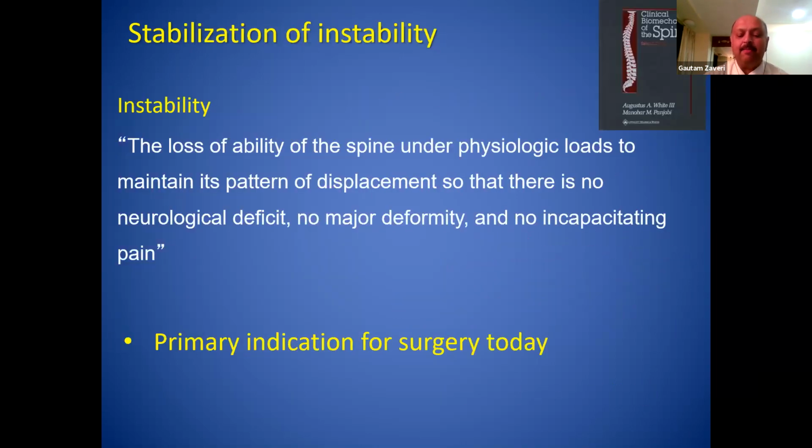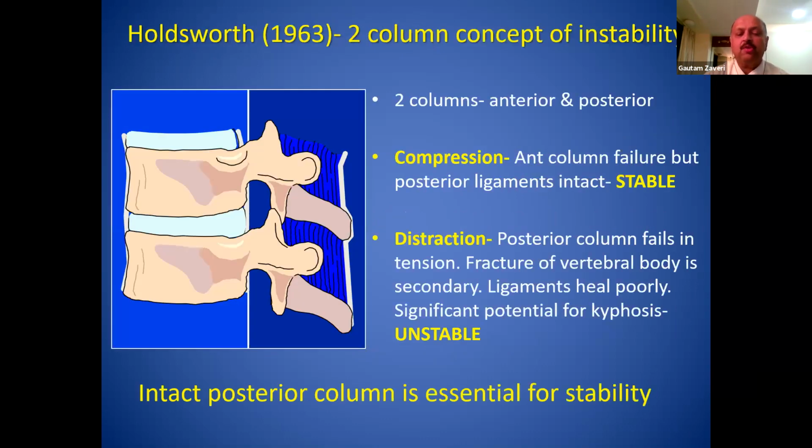How do you define instability? How do you actually objectify instability? So Holdsworth in 1963 came up with this concept, which he called the two-column concept of instability. He divided the spine into two columns, the anterior column, which was made up of the ALL, disc, vertebral body, and the PLL. And there was a posterior column, which was made up of the pedicles, the spinous processes, the laminae, the facet joints, as well as all the ligaments at the back.